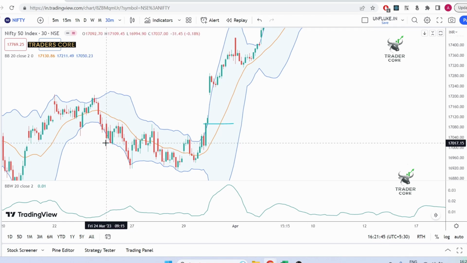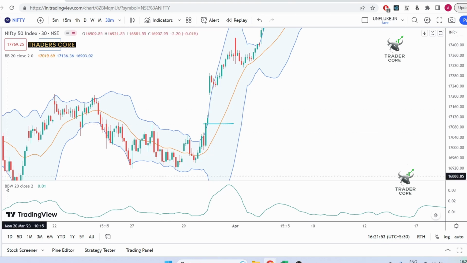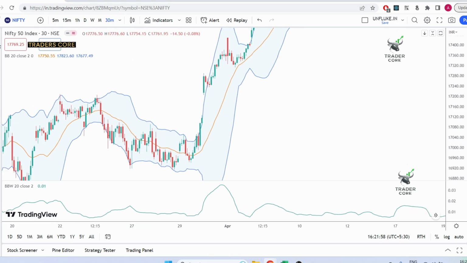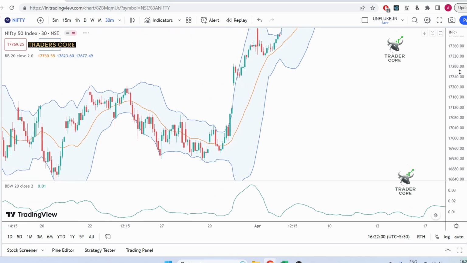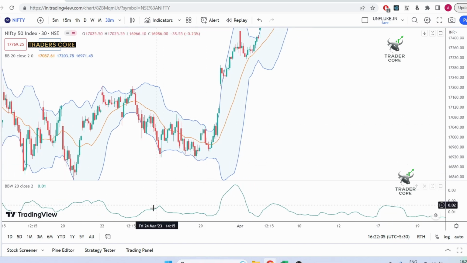So now what we are trying to figure out is when to buy using the Bollinger Band. So it's a breakout system. How do I do that? Let me show you. First, I'm looking for a Bollinger Band squeeze. That means I want the Bollinger Bands to be really close. But how will I find that? To find that out, I have added this indicator, which is Bollinger Band width.